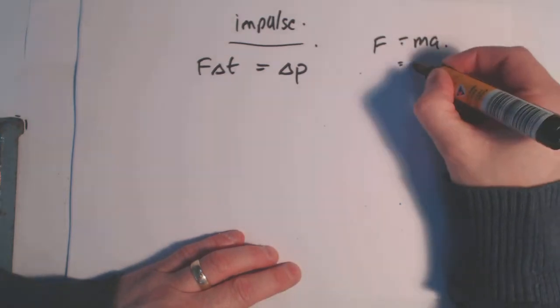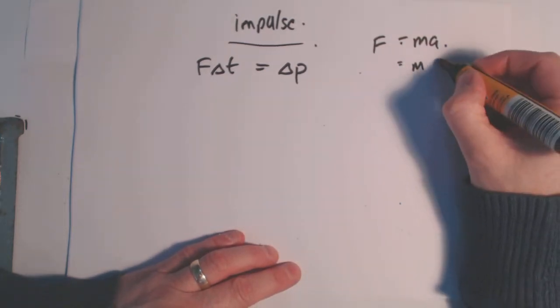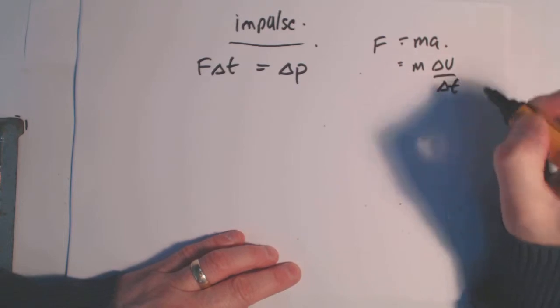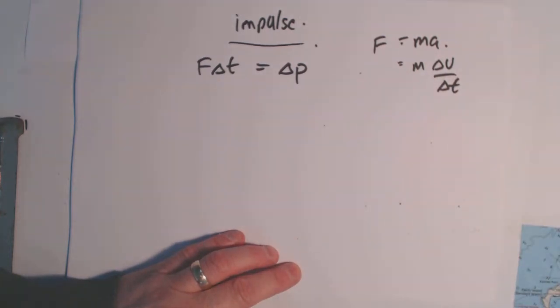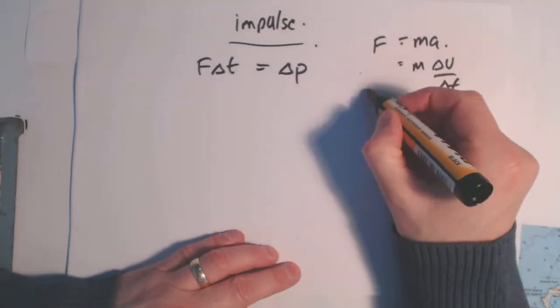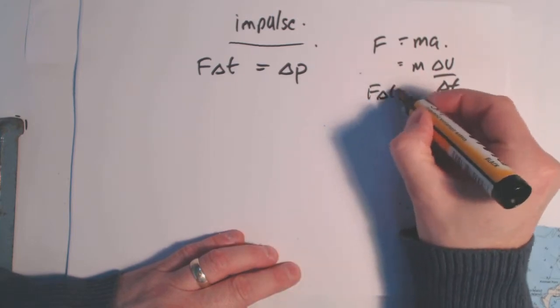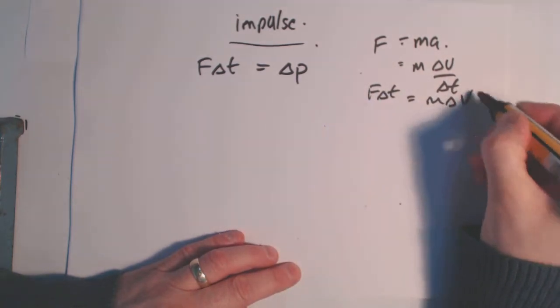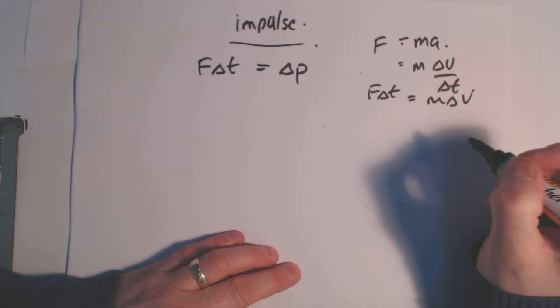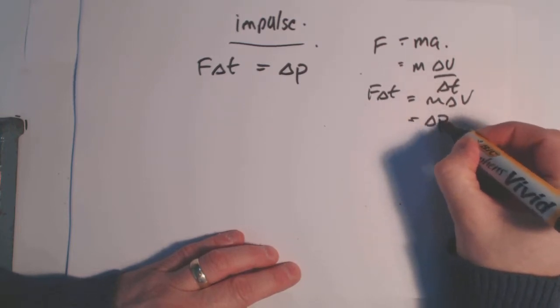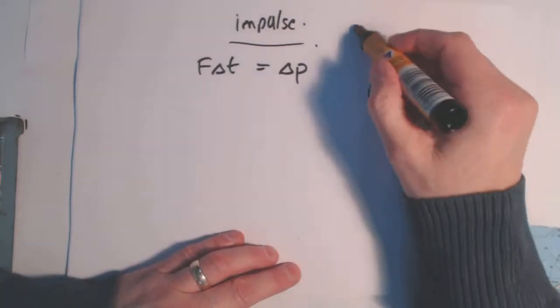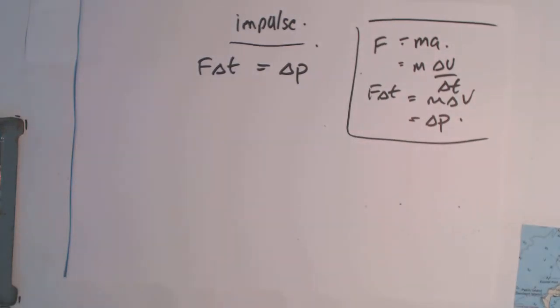Because if you look at F equals ma, it's the same as m times delta v over delta t, right? So that becomes F times delta t equals m times delta v, which is the same as delta p, because the mass doesn't change. So basically, that comes from there.